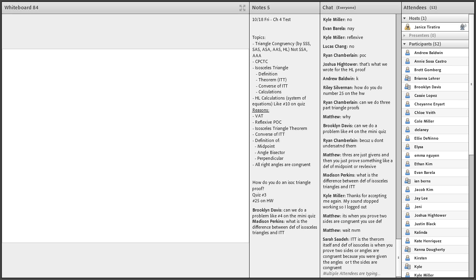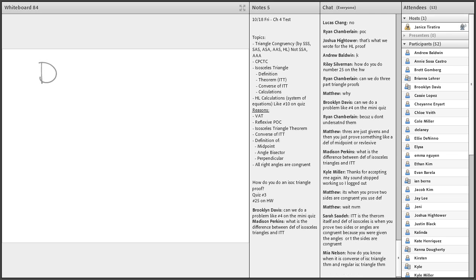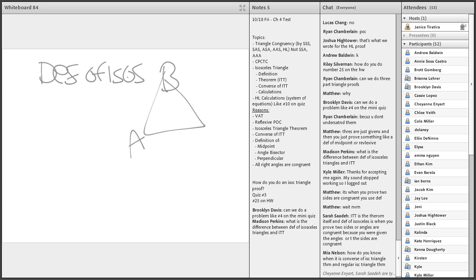The big difference to answer Madison's question is, I'm sorry, I'm going a little out of order again, but just to have that relation to what I just did. Definition of isosceles is just stating the fact that, like, here's ABC, that two sides are congruent. It might be these two. It really depends. So AB is congruent to BC.